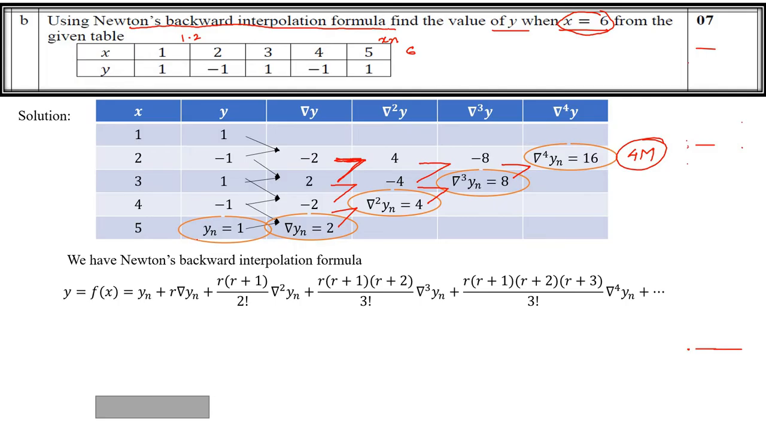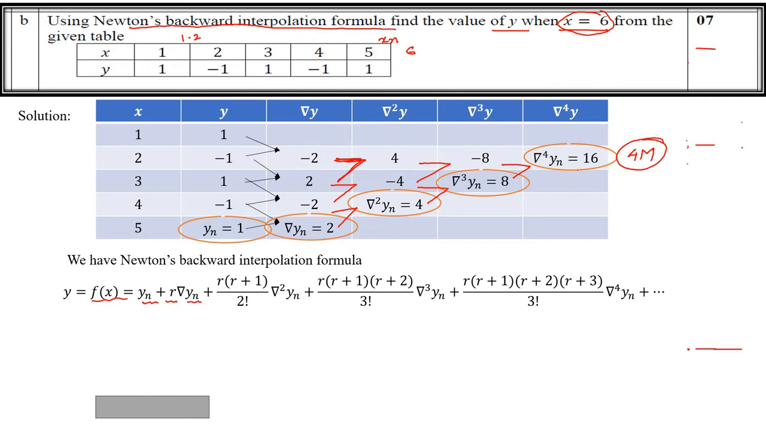This is Newton's backward interpolation formula. It is given by f(x) equals yn plus r into nabla yn, plus r into (r plus 1) divided by 2 factorial into nabla square yn, plus r into (r plus 1) into (r plus 2) divided by 3 factorial into nabla cube yn, plus r into (r plus 1) into (r plus 2) into (r plus 3) divided by 4 factorial into nabla power 4 yn, and so on.